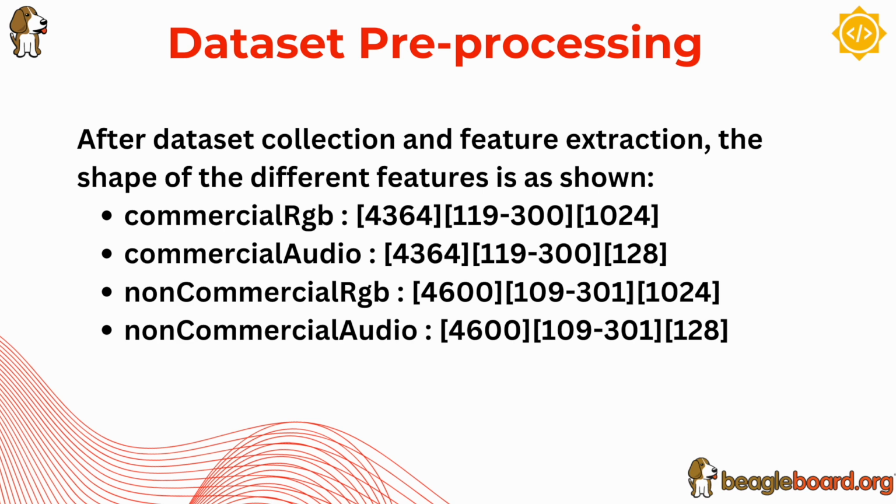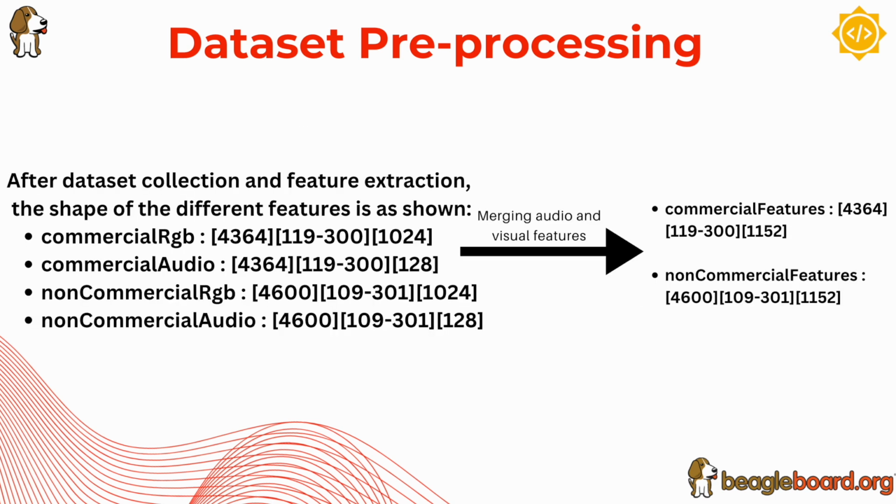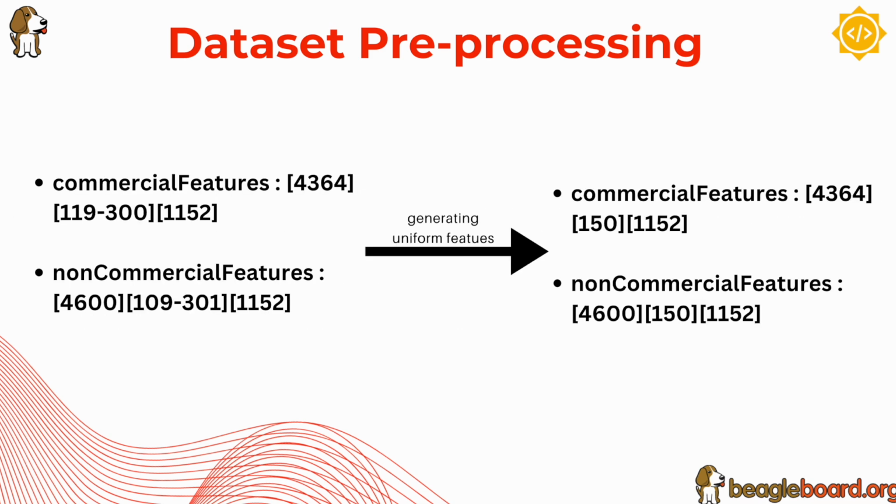The third dimension is where the features lie. Corresponding to every frame, there are visual features of length 1024 and audio features of length 128. Next, I merge the audio and visual features and then fix the size of frames to 150. Here you can see I have merged the audio and visual features and they become from 1024 plus 128 to 1152. Now we have two classes, one of commercial features and another of non-commercial features. Then I fix the size of frames to 150 so that they are not variable and I can easily convert them into a NumPy array.